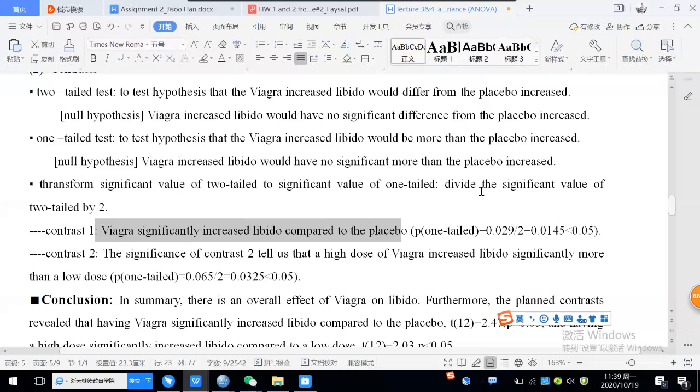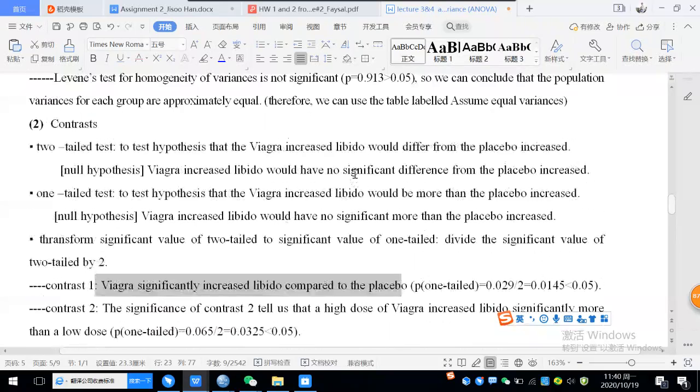1/3 or 2/3, yes, when we use the t-test, I think we have discussed them, right? For example, if the 2/3 significance is 0.029, then the 1/3 significance is divided by 2. So 0.029 divided by 2 is 0.0145. Yeah, it's absolutely less than 0.05, right? So that means, compared to the placebo, Viagra significantly increased the libido. Yeah, we can draw this conclusion. Okay? Yes, let's look at the second test.